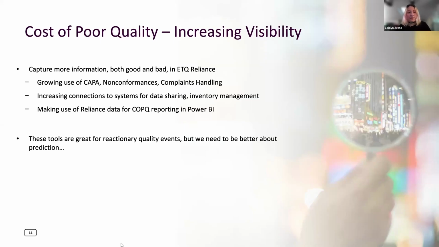And one of the things that we're really latching onto now, most recently in the last couple of years, is making use of our Reliance data through reporting in Power BI. So really pulling a lot of that COPQ data out, putting it into Power BI and paying more attention. Many of our businesses are now taking all of their CAPA data out, their nonconformance data out. Those that are heavy users of complaints handling, we're pulling that into Power BI, and we're pulling that data here.